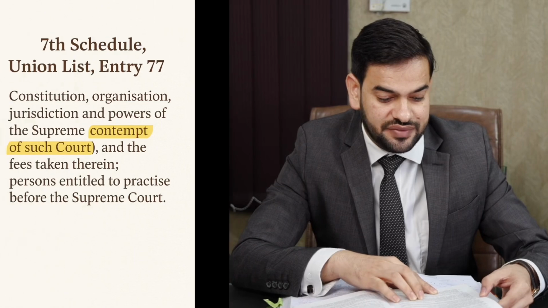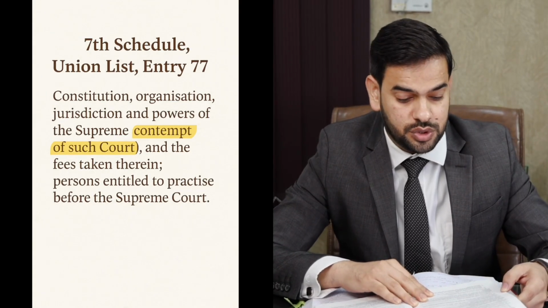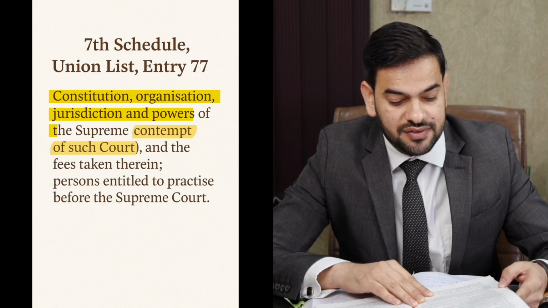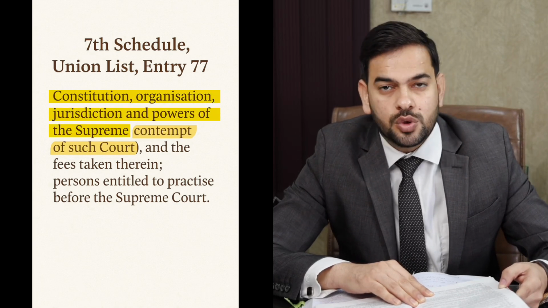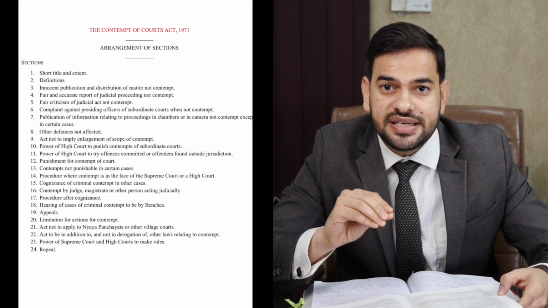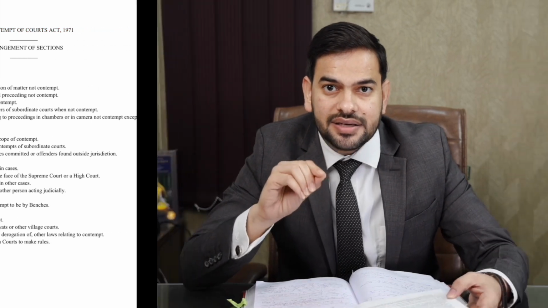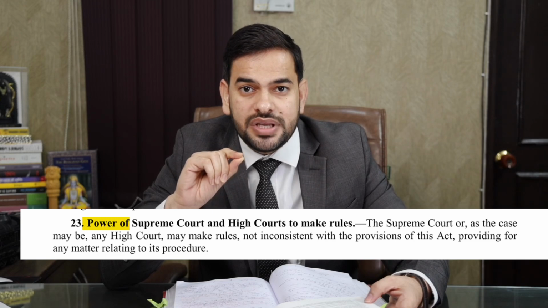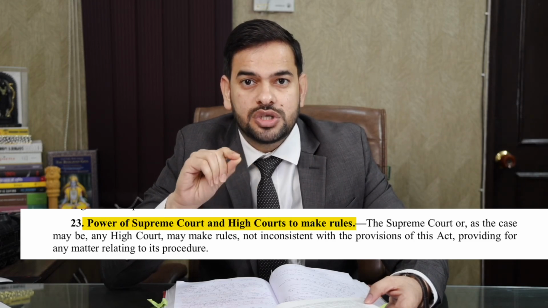So before we delve into it, we must read entry 77 of Union List, 7th Schedule of the Constitution, which provides for the constitution, organization, jurisdiction and power of the Supreme Court, including contempt of such court. So one thing is clear, that the Parliament has got the power to pass law which can govern the contempt proceedings of the Supreme Court also. Now in the light of this entry, the Parliament has come up with the act which is called the Contempt of Courts Act 1971. When you read that act, section 23 of the Contempt of Courts Act provides that the Supreme Court has a power to make rules for its own contempt.